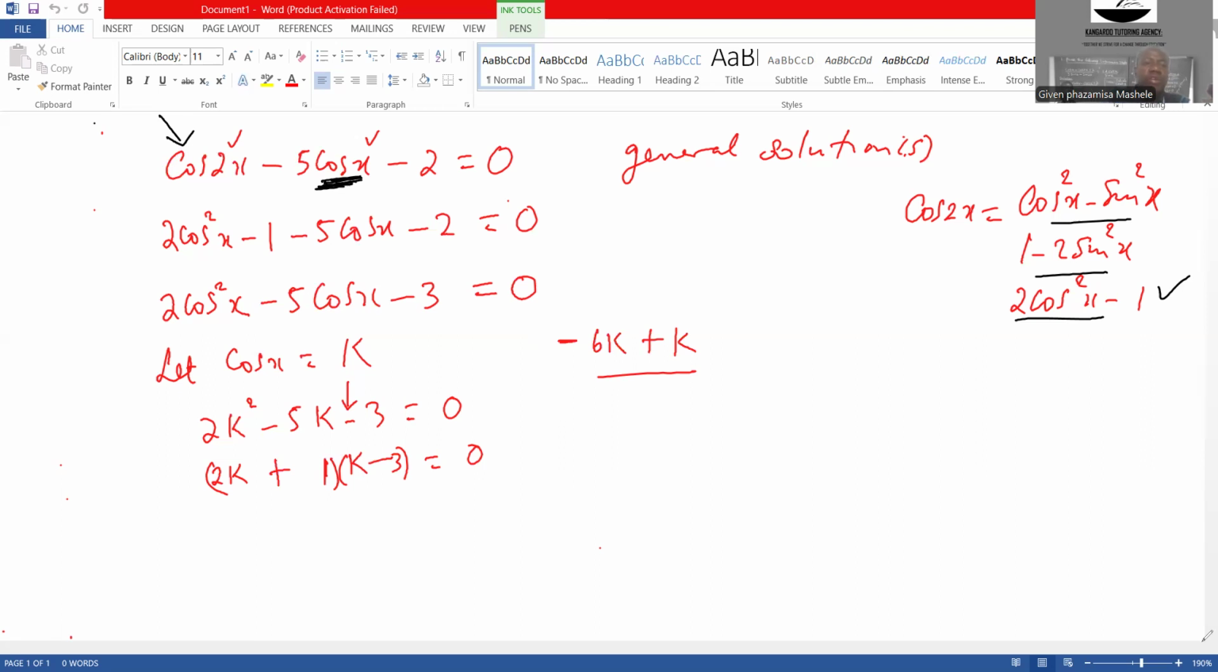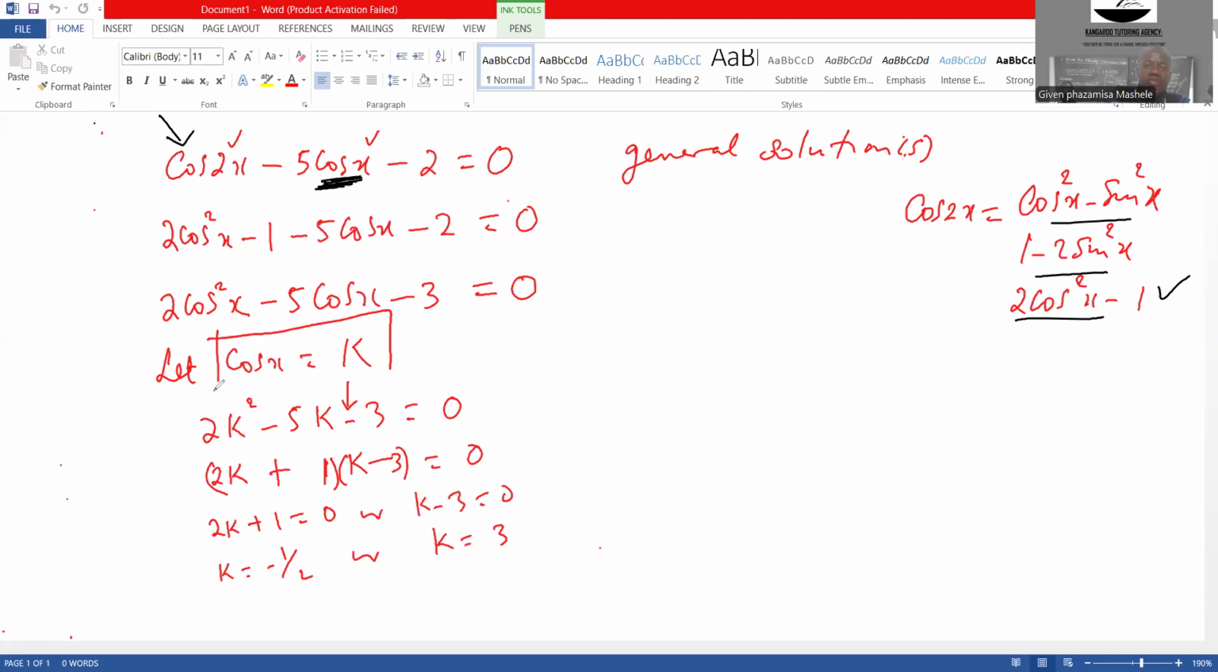So now we can solve for k. We're going to have 2k plus 1 equals 0, or k minus 3 equals 0. Then k will be negative half, or k will be 3. However, we're not solving for k, we are solving for x. So where there is k, we're going to put cos x. So we have cos x equals negative half, or cos x equals 3.